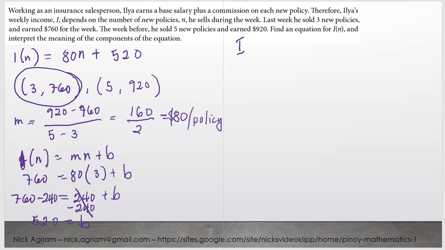We found the equation already, and now we interpret the meaning of the components of the equation. So for every policy he earns $80, and a base salary of $520. So $520 is the base salary, and then for every policy that he sells, he will get $80.